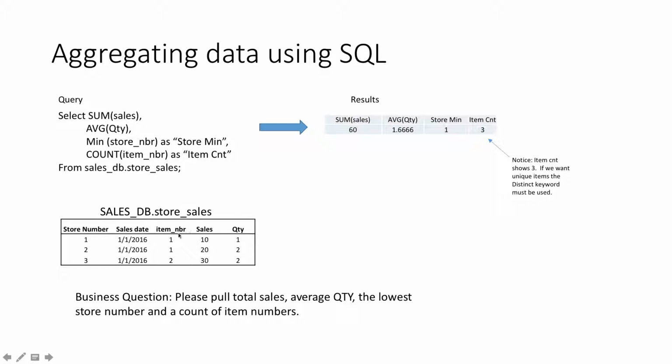You notice that we only have 2 actual unique item numbers, but it showed 3, because count is just going to count each row. Also, we renamed the column to store min, something more descriptive, and likewise average quantity and sum sales. Or you can just rename it to whatever you'd like.